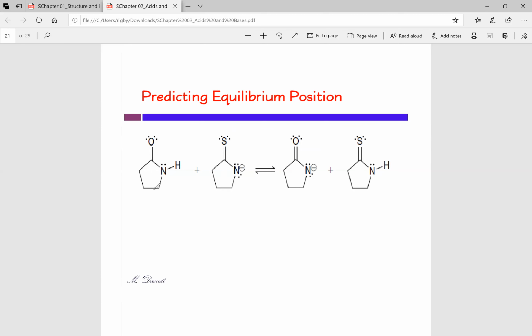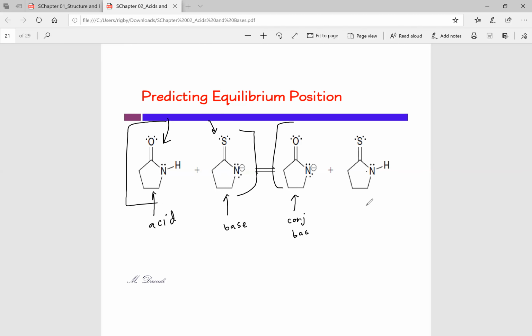Okay, so let's look at this side. We see that the one on the left has a hydrogen, the one on the right does not, and the one on the right is negatively charged. So this one is more likely to be the base, and the one on the left is more likely to be the acid. If we look on the other side of the equation, we can see the exact opposite, which we expect, because the acid is going to become its conjugate base. So right here is our conjugate base, and then the base is going to become its conjugate acid, which we see right here.